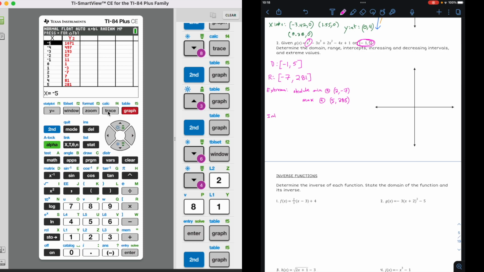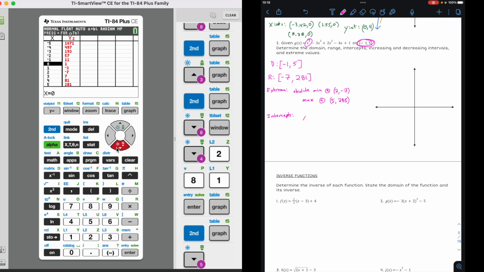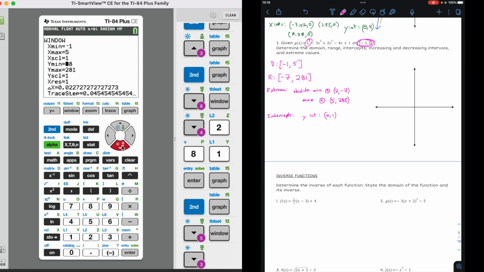But okay, intercepts. Let's look at the table right now. We can see our y-intercept: when x is 0, our y is 1. So our y-int, we can say, is 0, 1. There's nothing obvious for an x-intercept, right? I don't see any clear y values. So we're going to go back to our window. We're going to fix this y-max. Let's put it at like 8 or something.